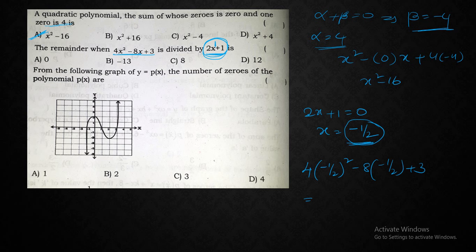So minus 1 by 2 whole square is 1 by 4. So 4 into 1 by 4 is 1. Next, minus into minus plus 8 by 2 is nothing but 4 plus 4. So 4 plus 4 is nothing but 8. Next, moving on to the next question.